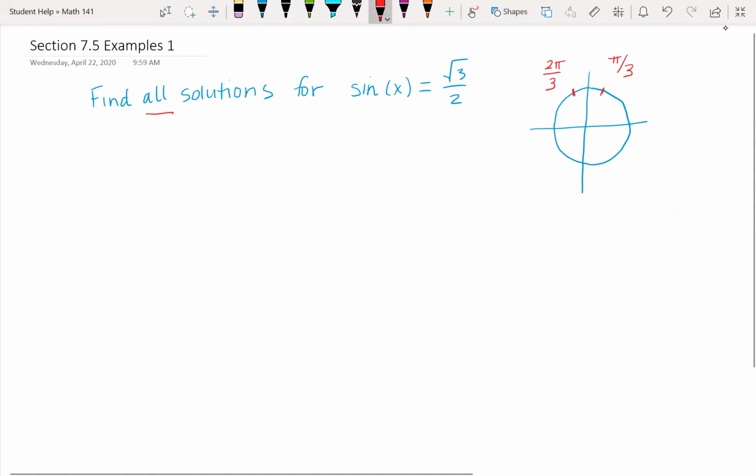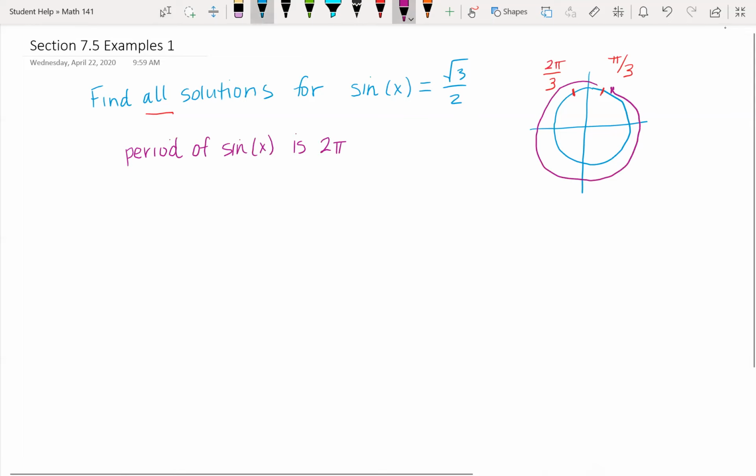And so what we do is we think about what the period of that function is. The period of sine is 2 pi. So what we're going to do is say that our solution is going to be every iteration of pi over 3 and then adding 2 pi. So as we go around the circle multiple times, we'll be at pi over 3 and then we'll go around the circle again and grab another value. And then we can go around the circle again and grab another value.